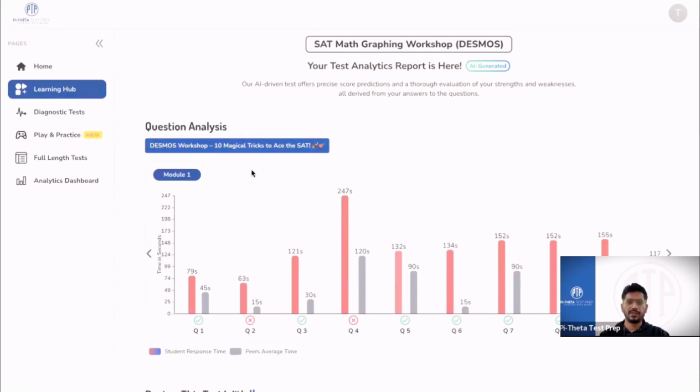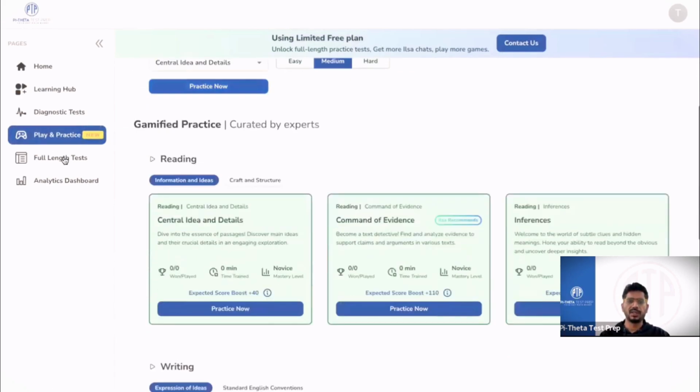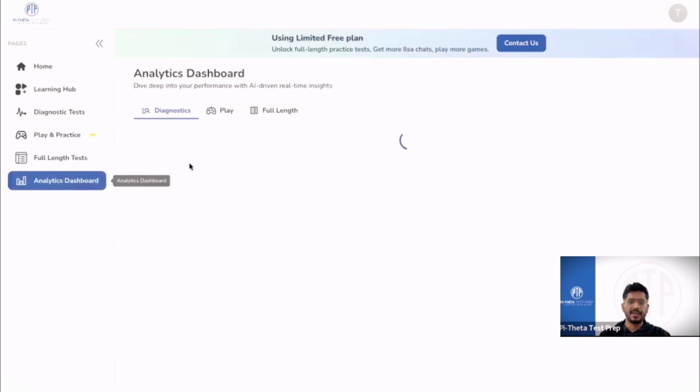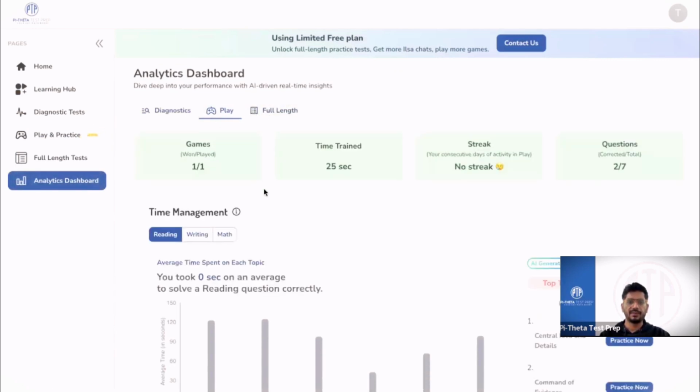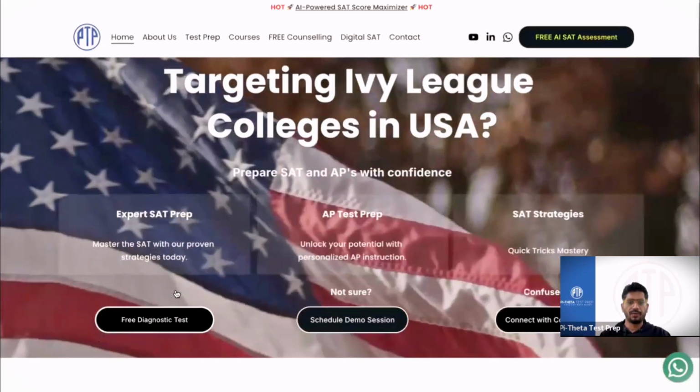So this was your Desmos workshop, 10 magical tricks to ace the SAT. Okay, and there's a diagnostic test. Again, I am showing you that you can give the free diagnostic test here. You can play and practice a lot of questions. If you want to enroll for the full length test, you have to subscribe to our advanced plan. Okay, and you can actually go to the analytics dashboard for the full length, for play and practice, for the diagnostic, everything. Yes. Okay, now if we go to our website, on the website you can give a free diagnostic test.